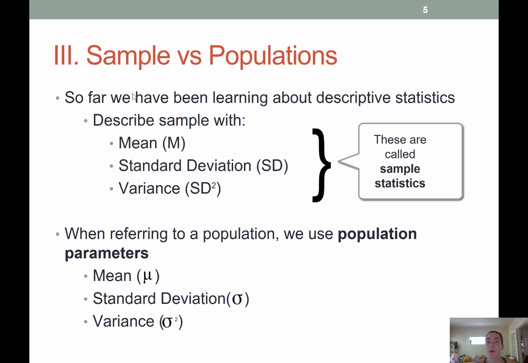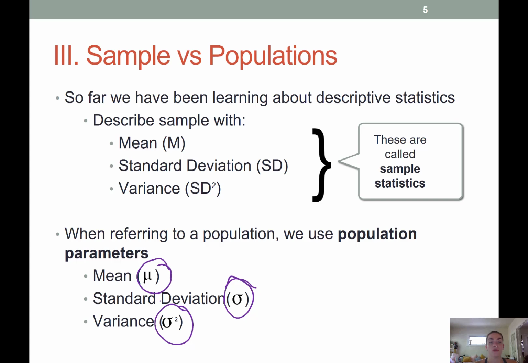In the case of the population, notice that I've introduced new symbols. So no longer do we use capital M, capital SD, and capital SD squared. When we're talking about the population, we use Greek symbols to indicate that we're now talking about the population and no longer talking about the sample. So anytime you see these Greek letters, you know that we're talking about the population level.